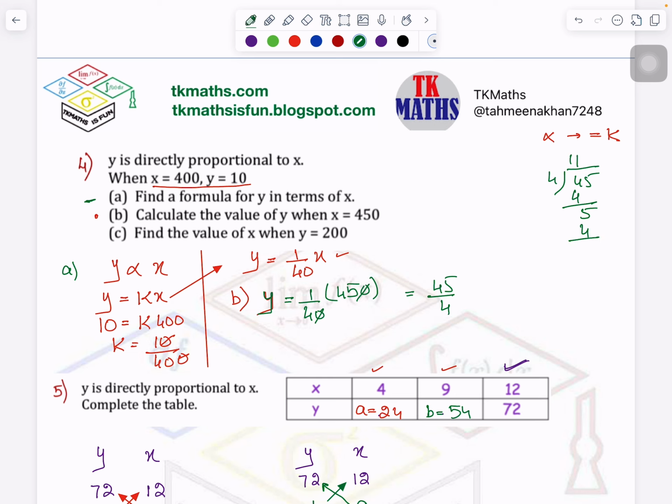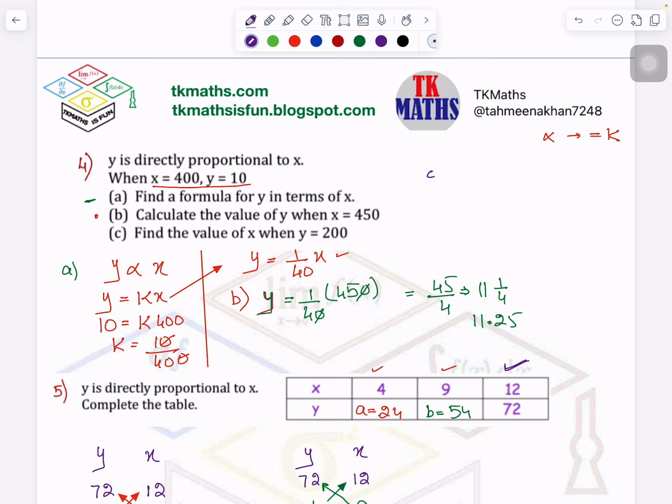Because this is a prerequisite, it is understood that you know that. So it is 11 whole 1 upon 4. And you know 1 upon 4 is what? 0.25. Very good. So 11.25 will be your answer. Now you have to do part C.